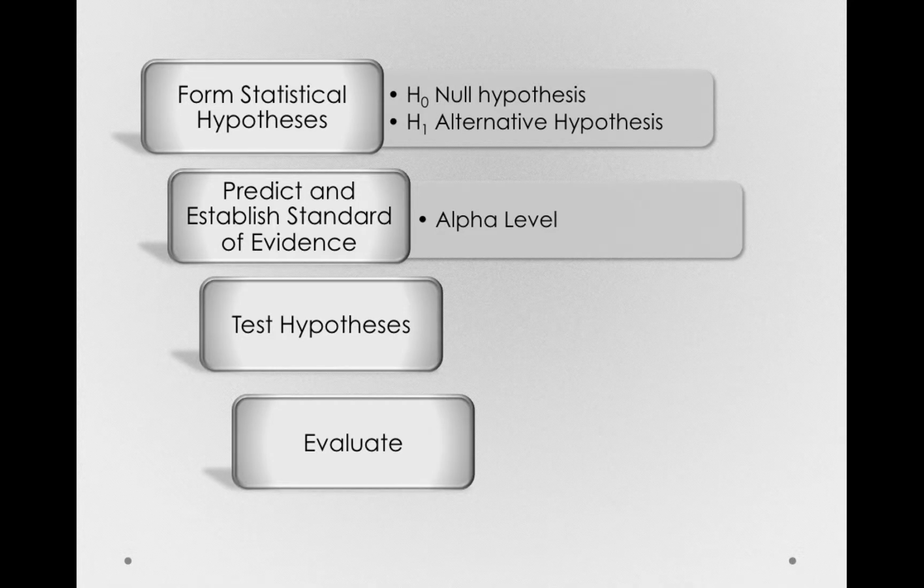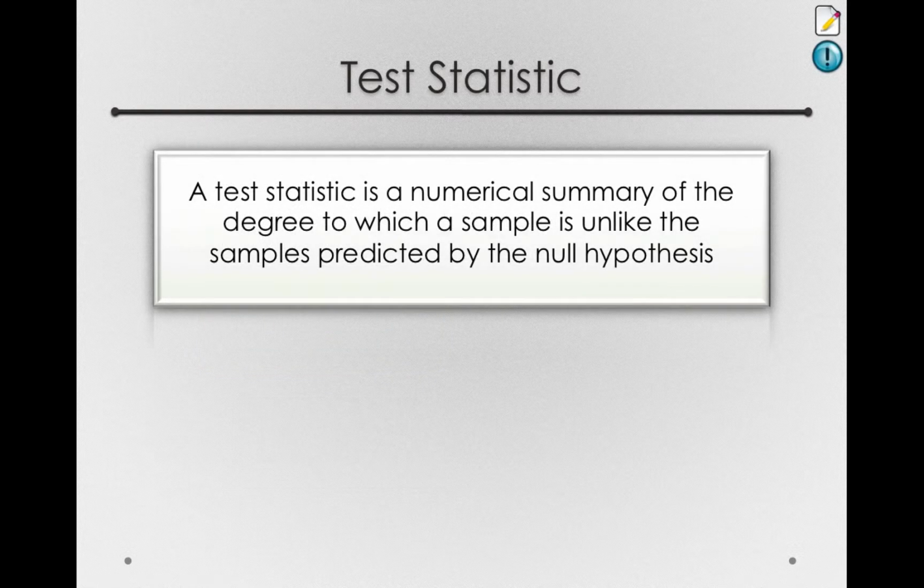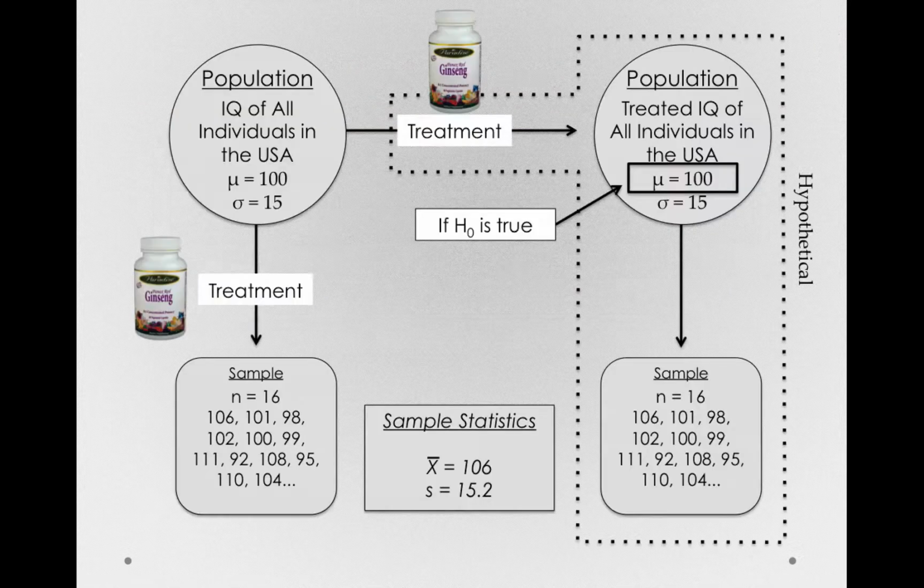Our next step involves testing our hypotheses by generating a numerical summary of the evidence against the null hypothesis. To do this, we develop something called a test statistic, which is just that. A test statistic is a numerical summary of the degree to which our sample is unlike the samples predicted by the null hypothesis. Now in our case, the test statistic will just embody the degree to which our sample mean is unlike the population mean after treatment, assuming the null hypothesis is true. In this case, the degree to which 106 is different from 100.